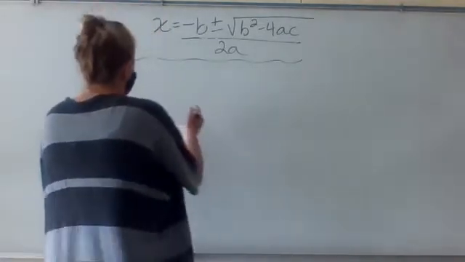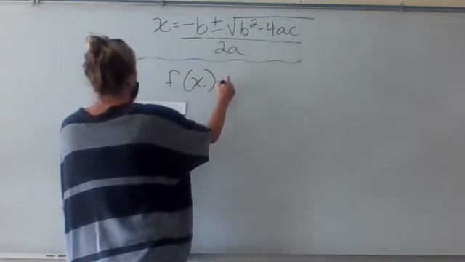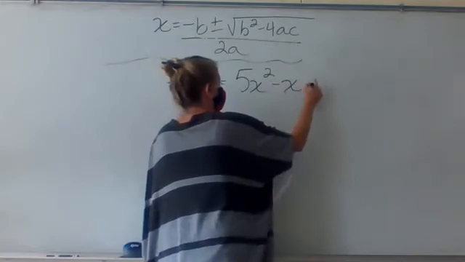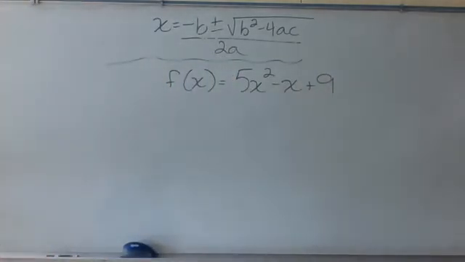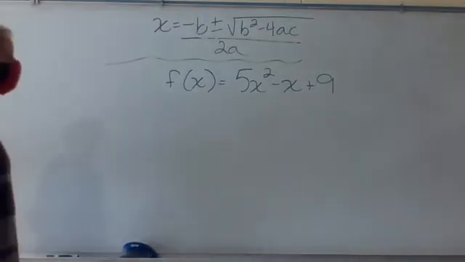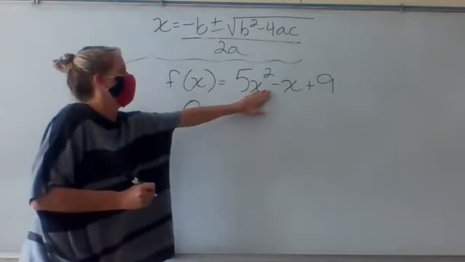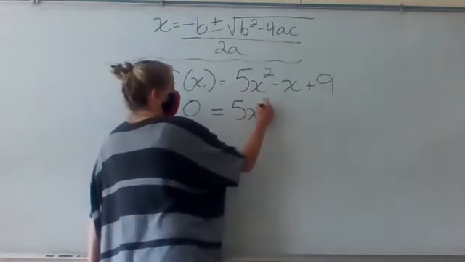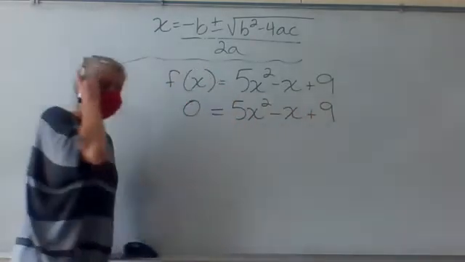Find the zeros. F of x equals 5x squared minus x plus 9. So finding the zeros means turn that side to 0 to see what makes this equal 0. So 0 equals 5x squared minus x plus 9.